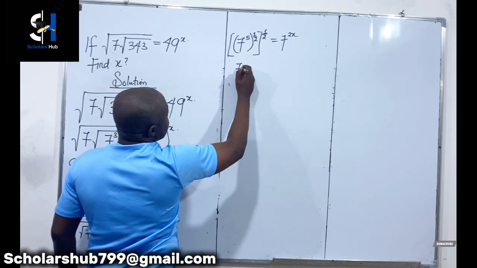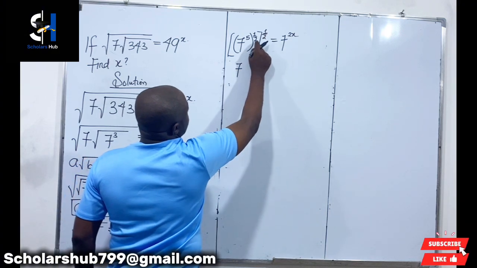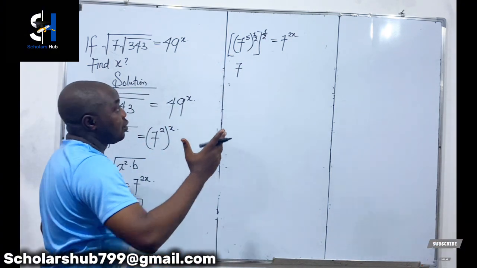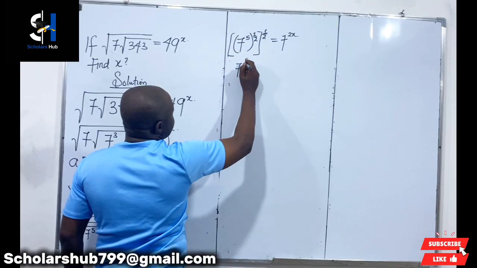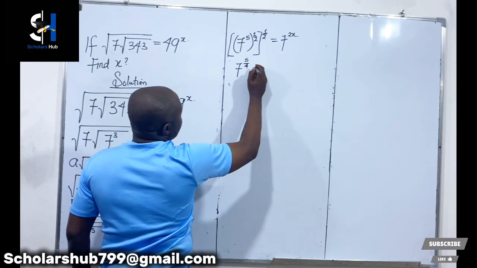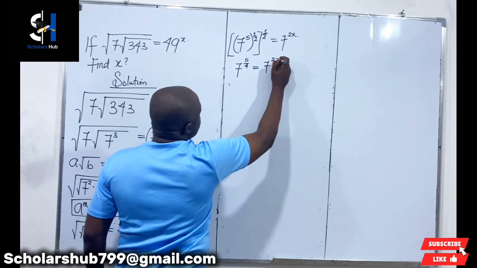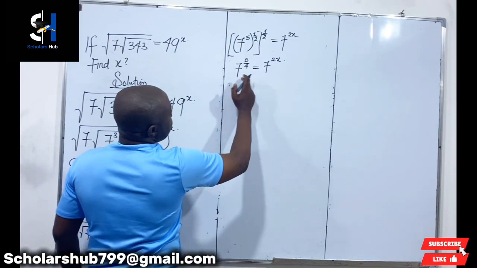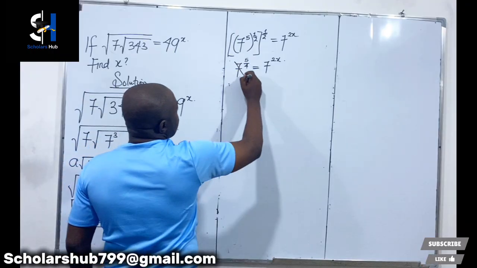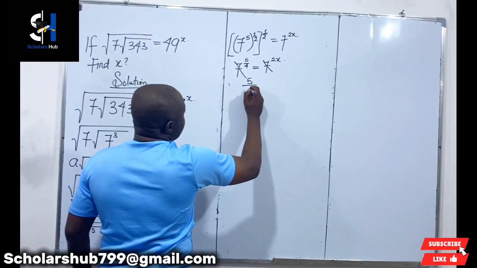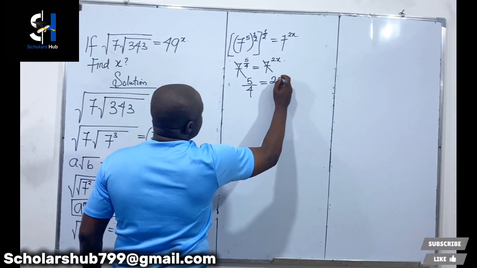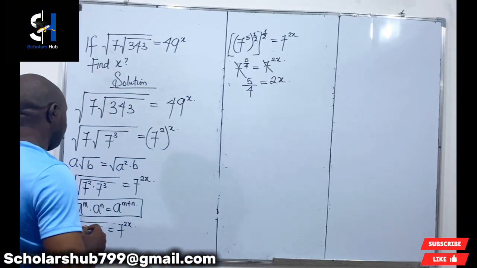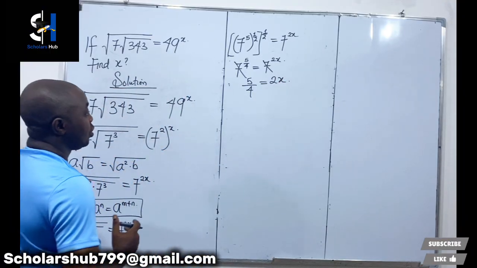So this will be 7 raised to the power of 1 over 2 times 1 over 2, that's 1 over 4. Then multiply by 5. This will be 5 over 4, equals 7 raised to the power of 2x. So we have the same base on both sides. So this will reduce to 5 over 4 equals 2x.